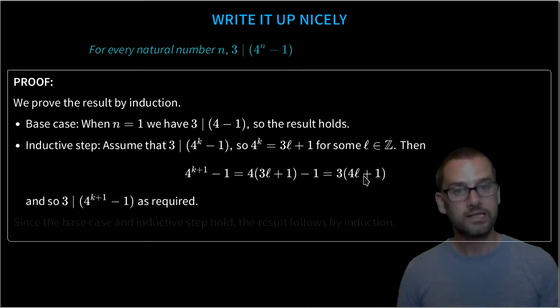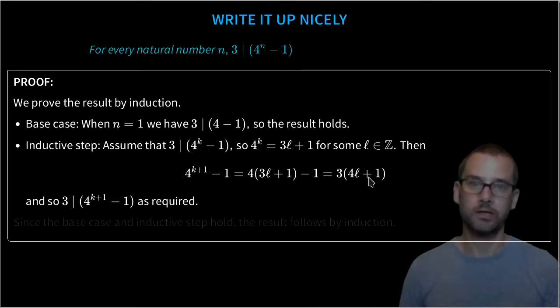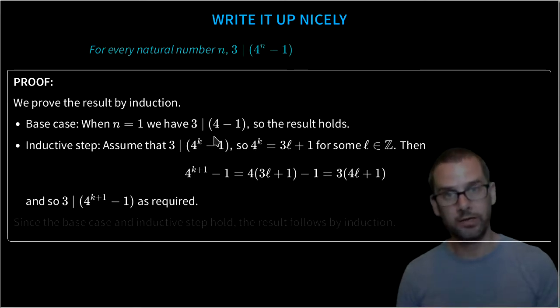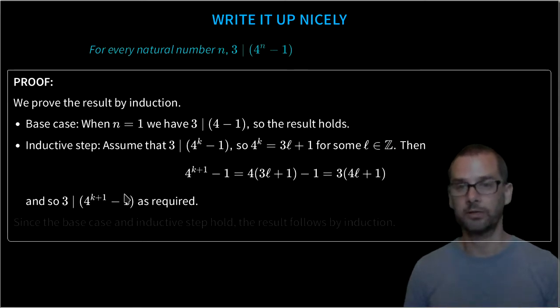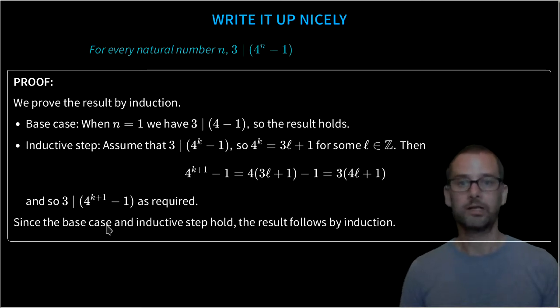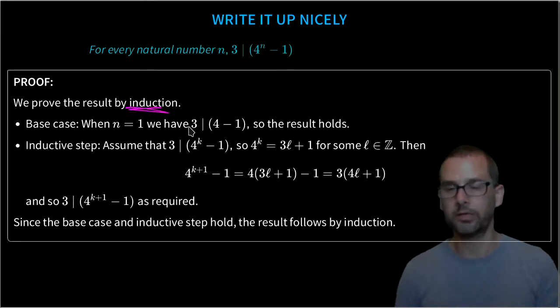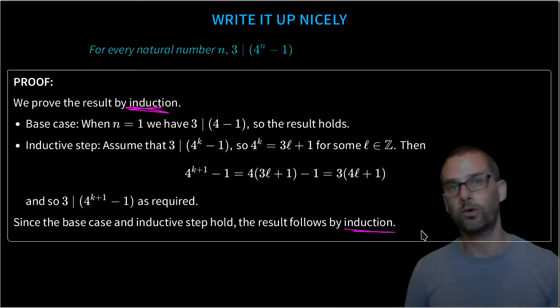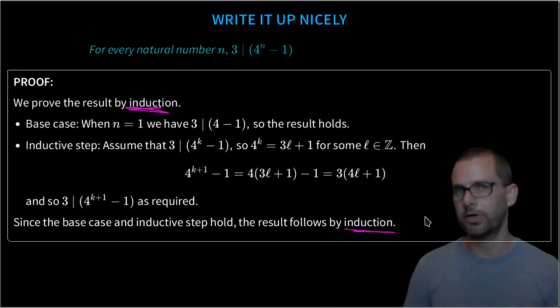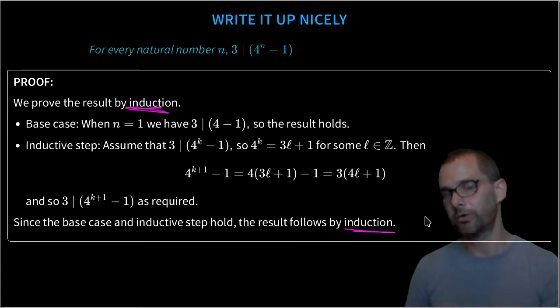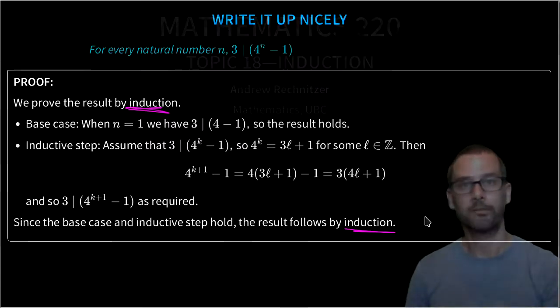But now, since 4l plus 1 is an integer, 3 divides this as required. So by assuming P of k, I've shown P of k plus 1, so the inductive step is true. So now, since the base case and inductive step both hold, the result follows by induction. Now, I'm being a little bit of overkill here. I've said, I'm going to do induction, and hey, it works by induction. I probably don't need to put both of those in, but I should put one of those in. Okay, let's stop there.